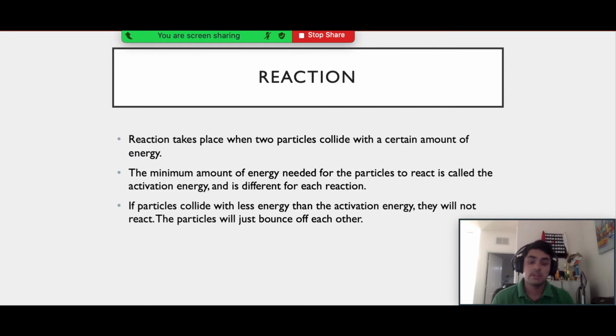So, a reaction takes place when two particles collide with a certain amount of energy. The minimum amount of energy needed for a particle to react is called the activation energy, and it is very different for each reaction. If particles collide with less energy than the activation energy, they will not react, and the particles will just bounce off each other.